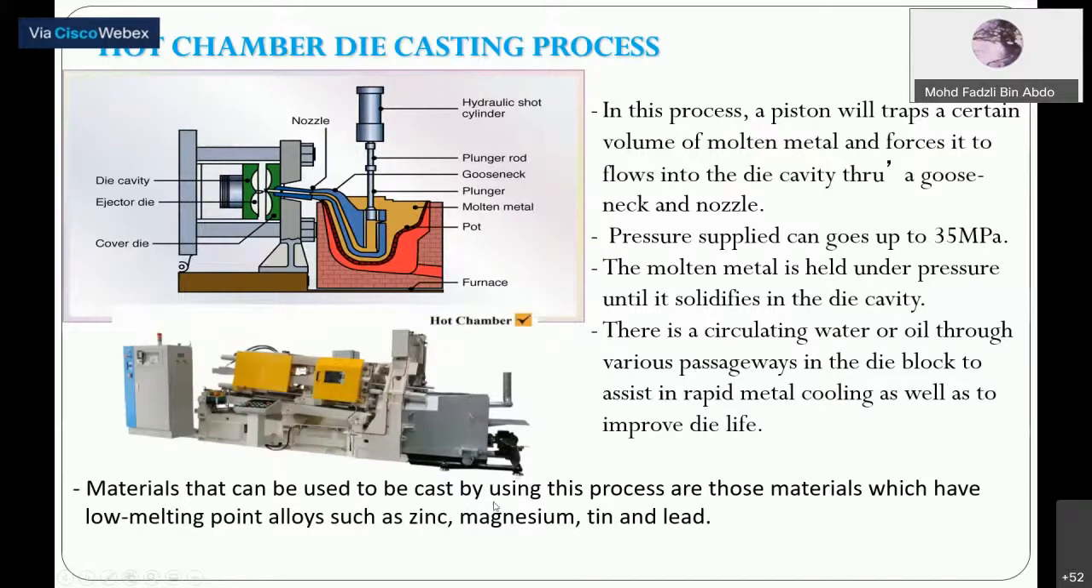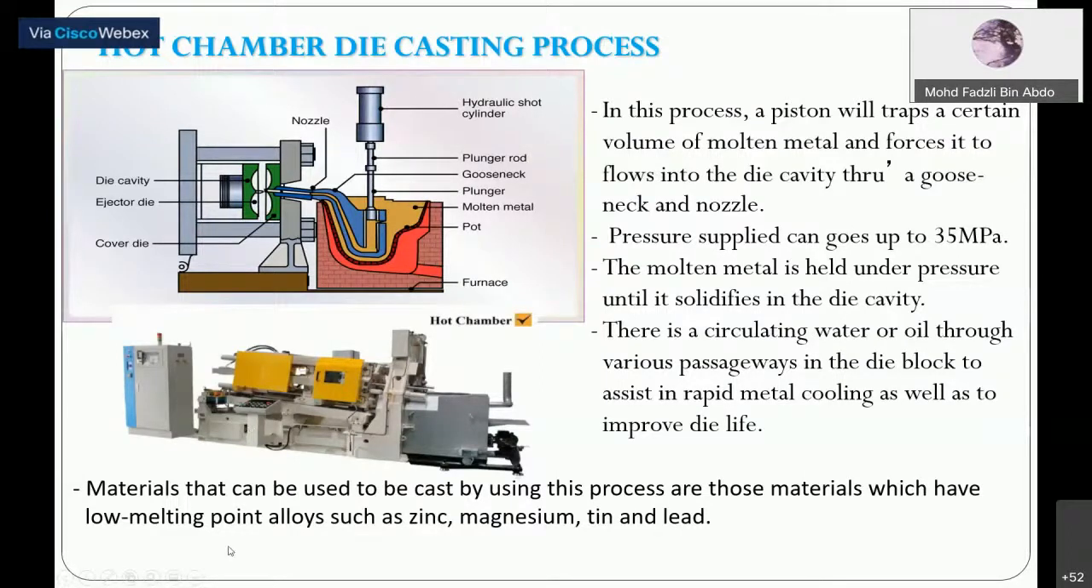Material that can be used to cast by using this process are those material which have low melting point alloys such as the zinc, magnesium, tin and also the lead. Ni adalah hot chamber. Okay. Dia jadi hot tu sebab apa? Sebab dia ada, nampak ni, dia ada furnace kat bawah ni. Maksudnya molten metal ni kita melt dia terus.